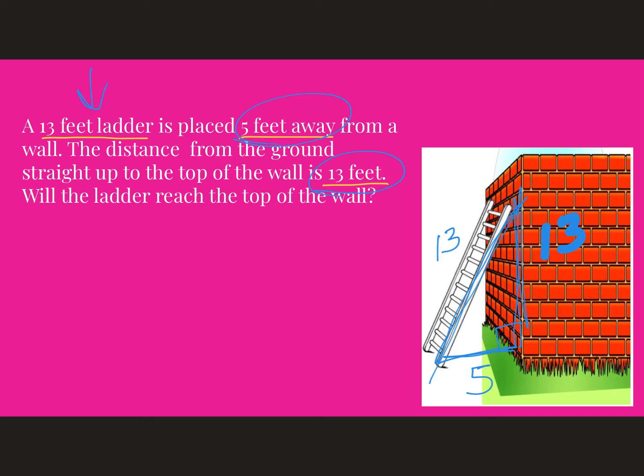So, I have 5 squared plus 13 squared equals 13 squared. That's what I'm trying to figure out at least. Well, 5 squared is 25. 13 squared, if you put it on your calculator, is 169.